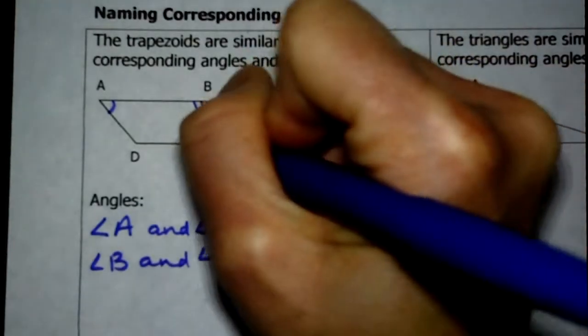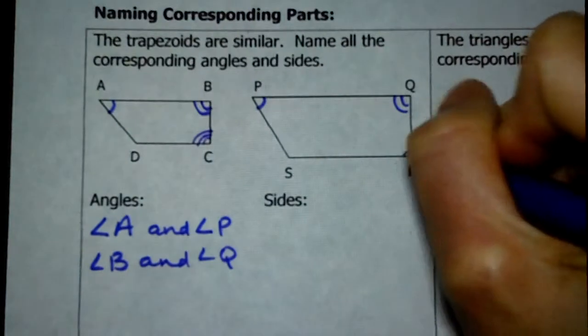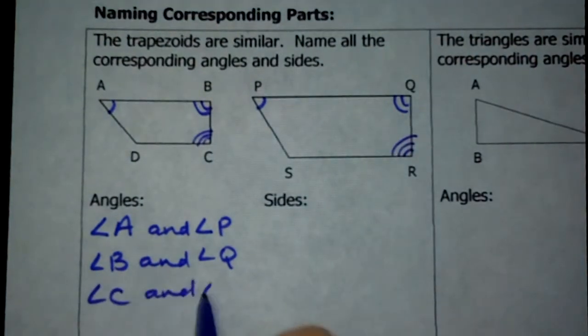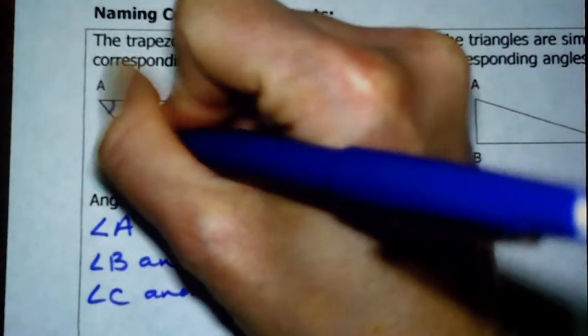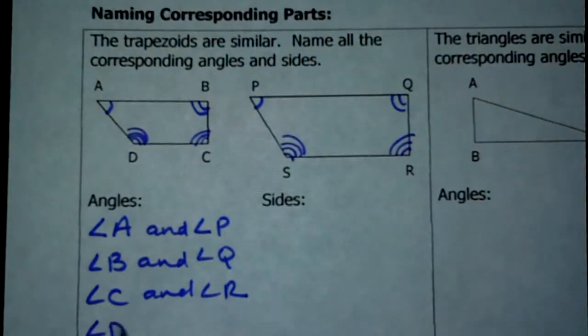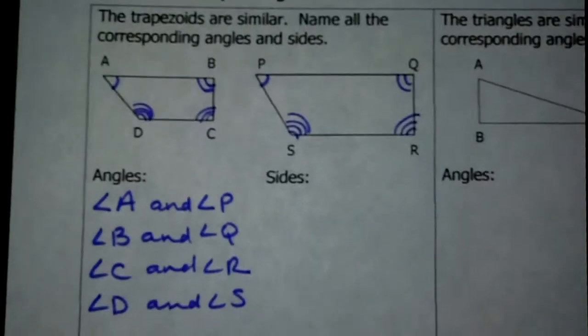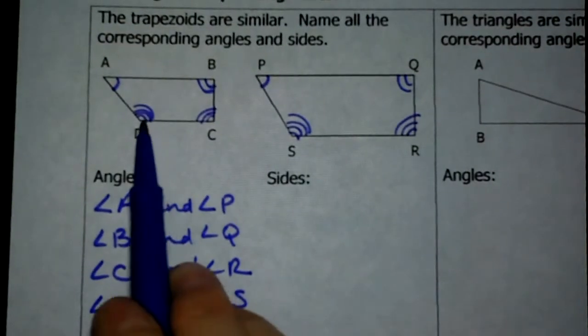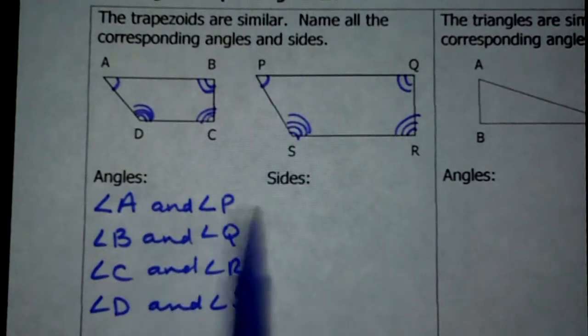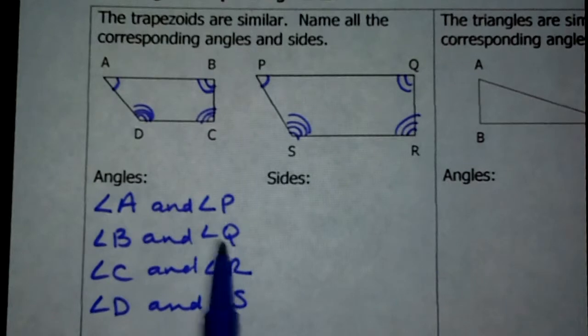Then go to C, I'm going to use three arcs here, and three arcs here. Angle C and angle R match up. And then of course we have D, I'm going to use four arcs here and four arcs here. Angle D and angle S match up. A common error with this, make sure that you start from this shape and go to that shape. You can't say angle A to angle P and then here say angle Q to angle B. Make sure you're always starting with the same exact shape.